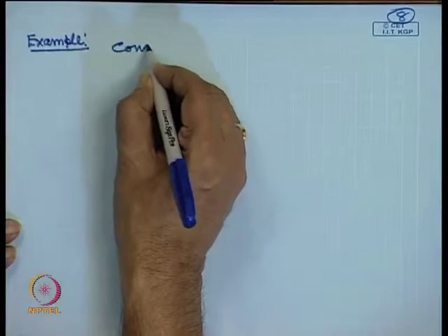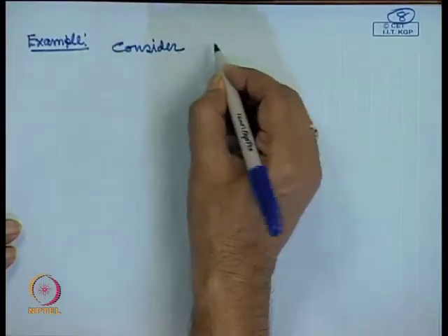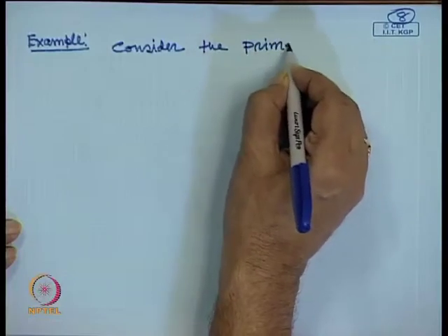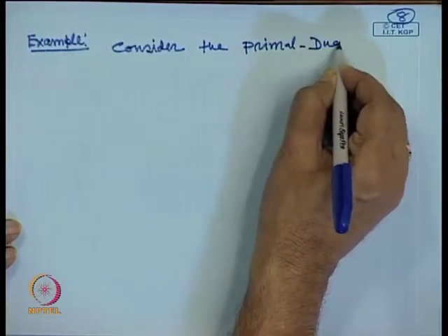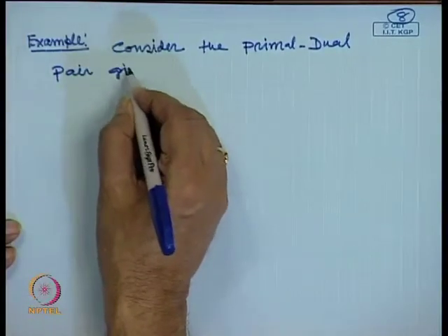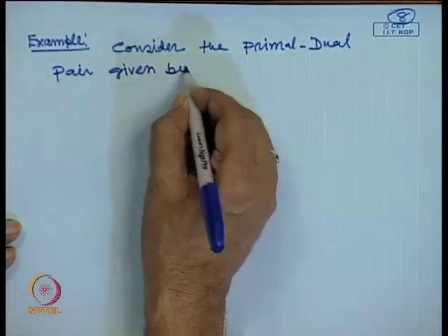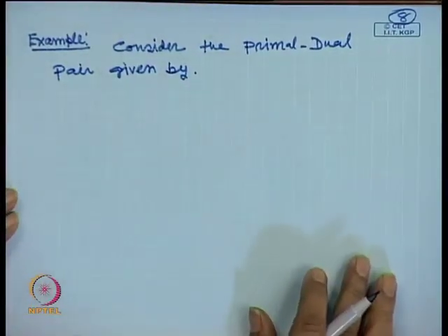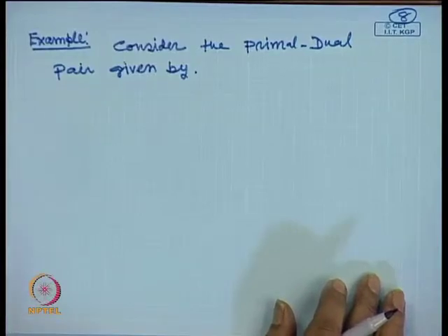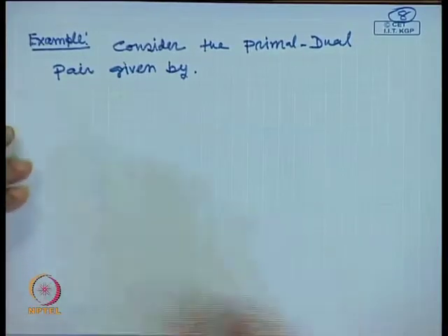Consider the primal dual problem pair given by, and here I will show that if you know the solution of the dual problem, how to get the solution of the primal problem without solving the primal problem using the LP simplex method.